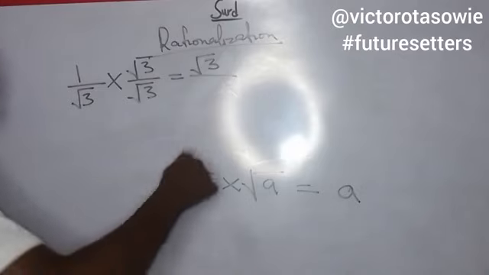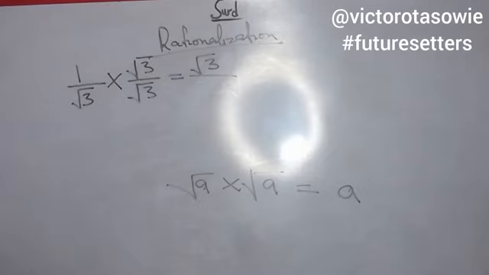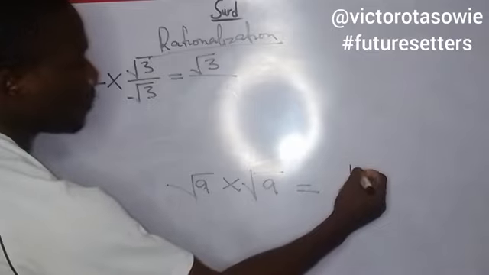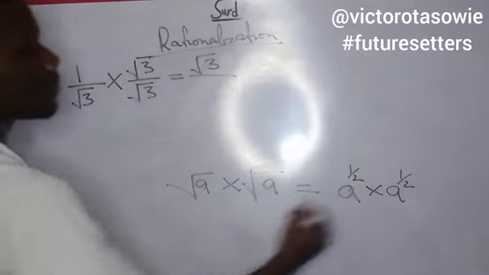If you have root a times root a, the answer is equal to a. Now we explain using mathematics, using the laws of indices. Remember, whenever you have a square root, it is raised to the power of half. Now you are multiplying by another square root.